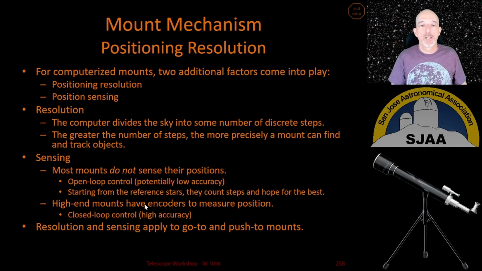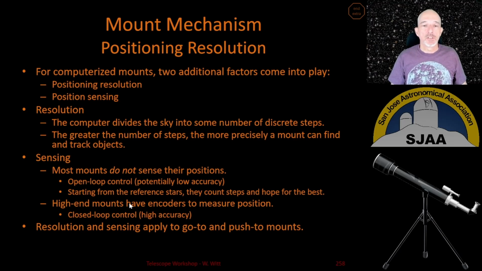Higher end mounts will have devices called encoders to actually measure the position, and we call that closed loop control. So over here it was open loop control because there's no real feedback of where the mount is pointing. We're just counting the steps. Over here there is feedback on where the mount is pointing, and so we call this closed loop control.